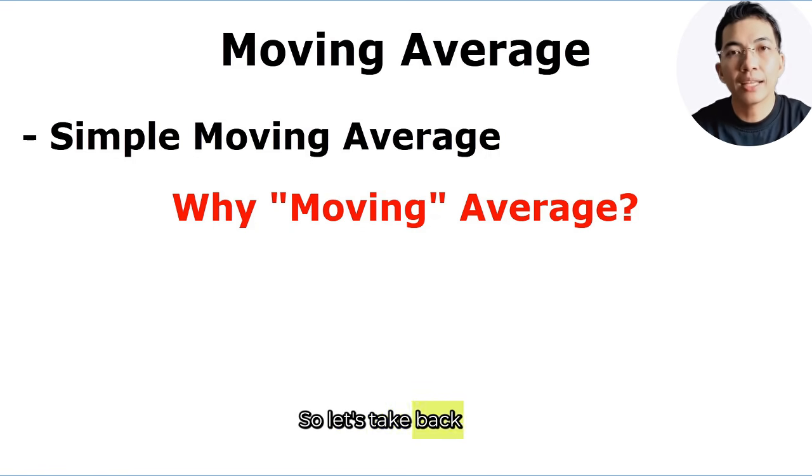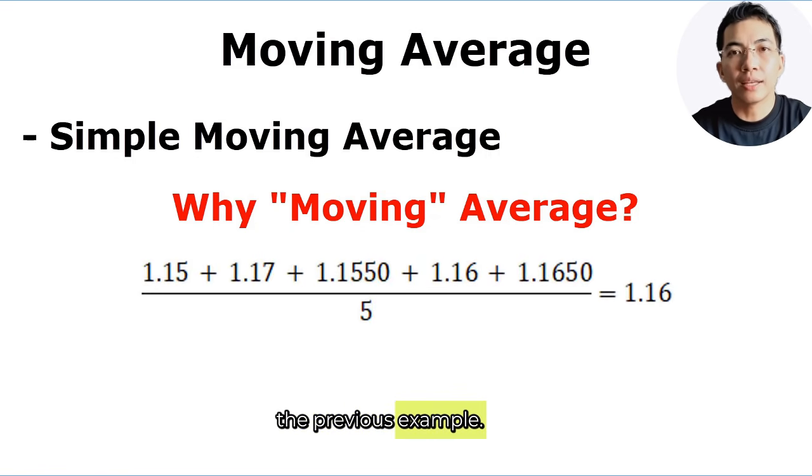So let's take back the previous example. These 5 prices refer to the closing prices of the last 5 candles. When a new candle is formed on the market, the moving average will automatically replace the oldest price with the new one. So the moving average will not include 1.15 anymore in this calculation, but we will have the new price. So let's say that the new price is 1.18.